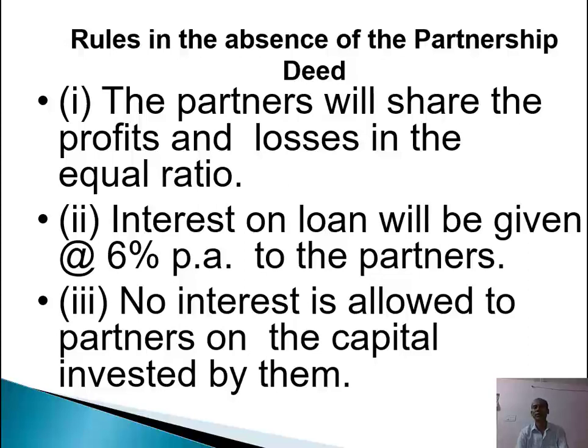Let us see now. First one, the partners will share the profits and losses in equal ratio. If the ratio is not mentioned, all the partners are entitled to get a share of profit and losses in the equal ratio.